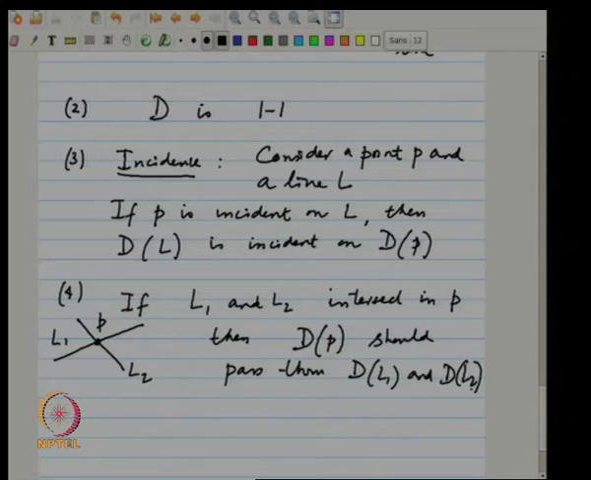So, does this follow from 3? It follows from 3, right? Because if incidence is preserved, then this point should lie on both lines, and therefore this line should pass through both these points. So it is a consequence of 3. It is not a separate property per se, but I just want to highlight it because we will make use of this property when we talk about the connection between hulls and intersection of half spaces.